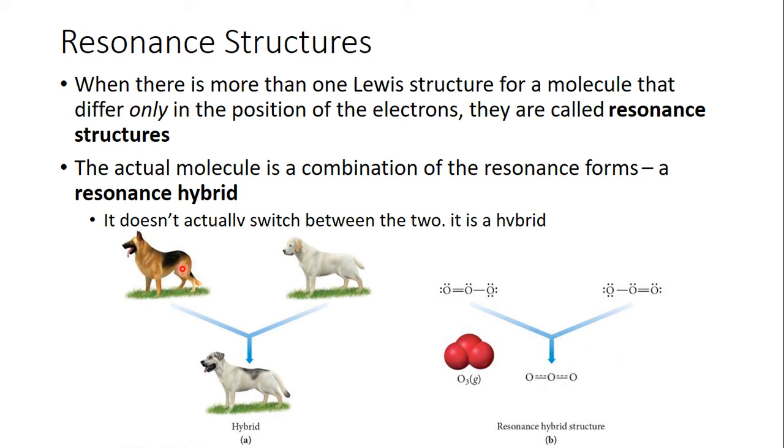And you can think of it like dogs. If you combine two dogs that are different, you'll get a hybrid dog. You don't get a dog that sometimes looks like this dog, or sometimes looks like this dog, but it's a hybrid between the two. That's happening with molecules. You get a hybrid. You're never going to get O3 looking like this or looking like this. It looks like this hybrid.